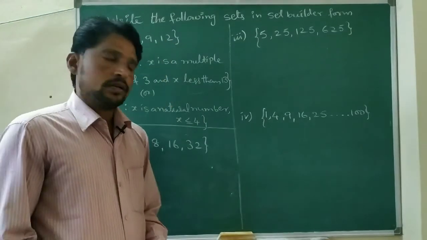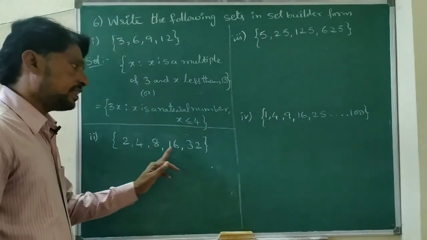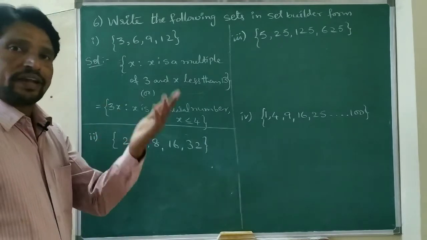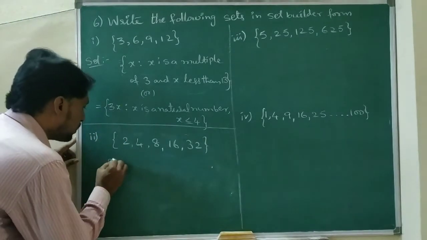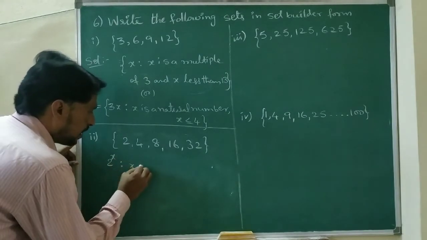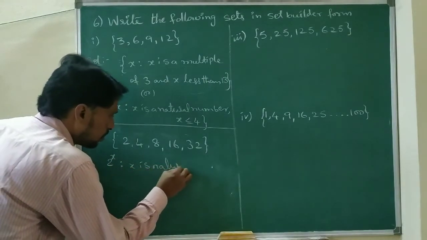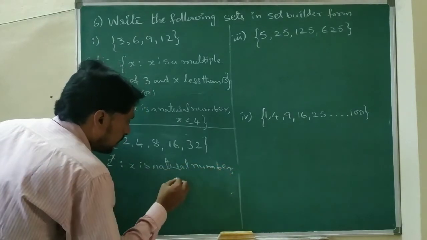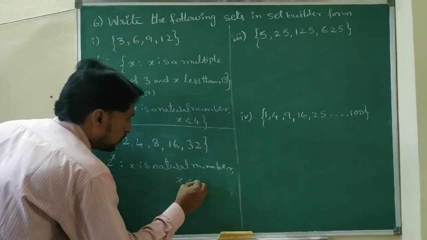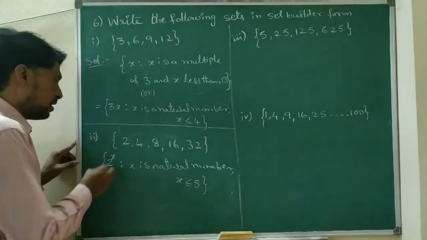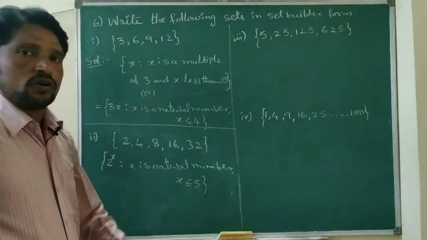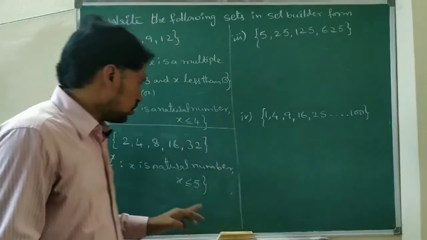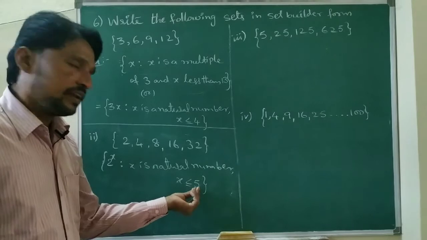The second question is 2, 4, 8, 16, 32. These are all of the form 2 power x. So 2 power x such that x is a natural number and x less than or equal to 5. X less than or equal to 5 means we take 1, 2, 3, 4, 5, up to 5. Less than or equal to means we can consider 5 also.